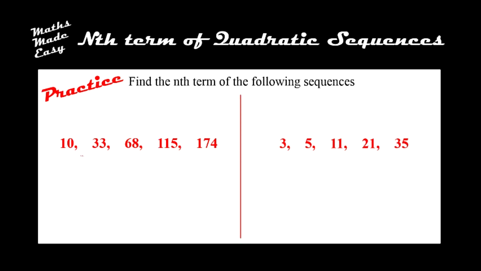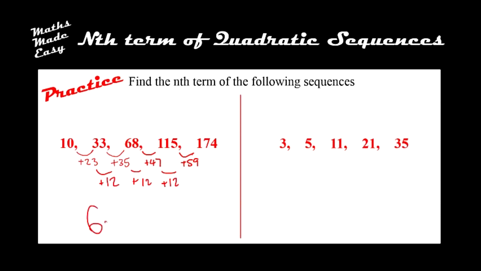Okay, here are the answers then. So for this first difference, we add 23. For this next one here, it's add 35. For this next one, add 47. And this last one here, add 59. So none of those are the same, so we do the second differences. And this one here is add 12, this one's add 12 as well, and this one's add 12 as well.